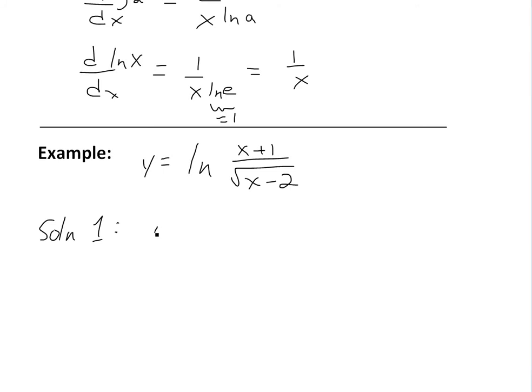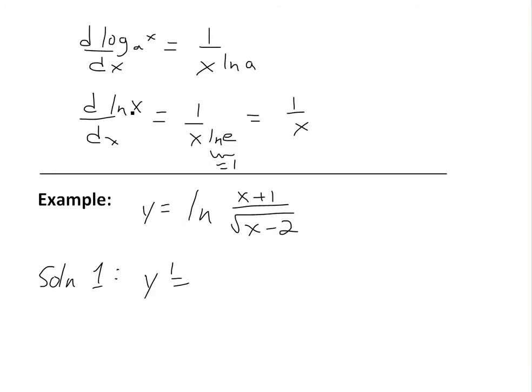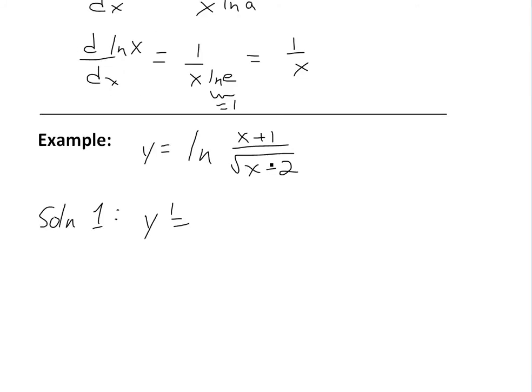So basically, the derivative of this would be y prime equals, applying this rule, the derivative of ln x is 1 over x. So we do 1 divided by this whole thing here, which is (x plus 1) divided by the square root of (x minus 2). So we have this. And now we have to multiply it by the derivative of this inner function, using the chain rule, but we have to use the quotient rule.